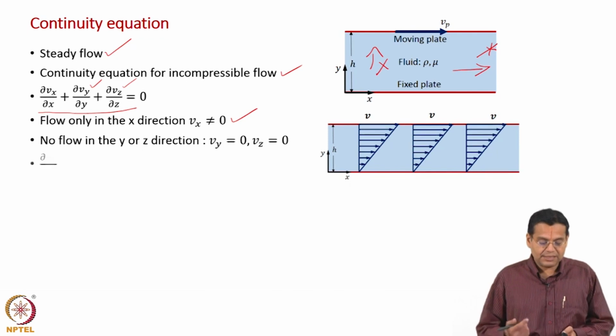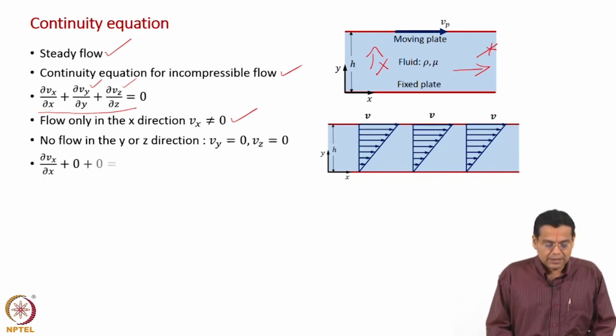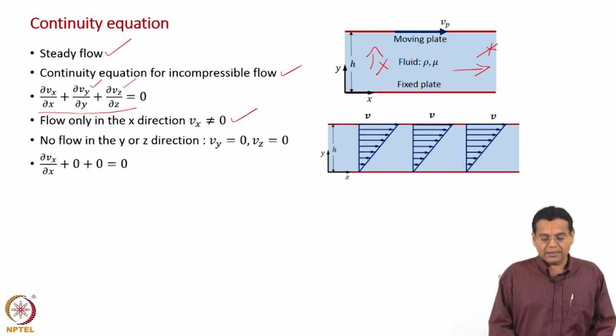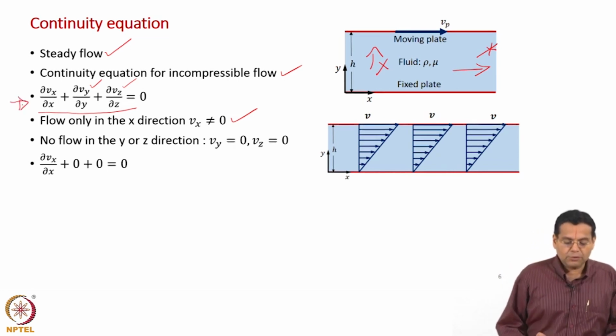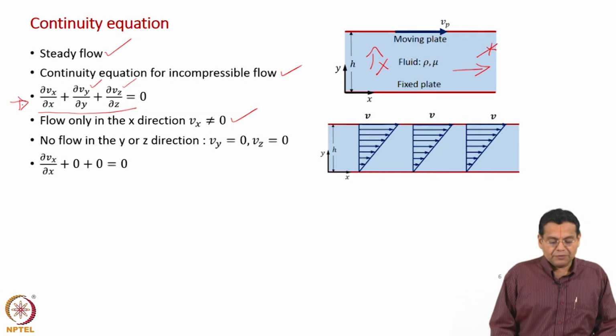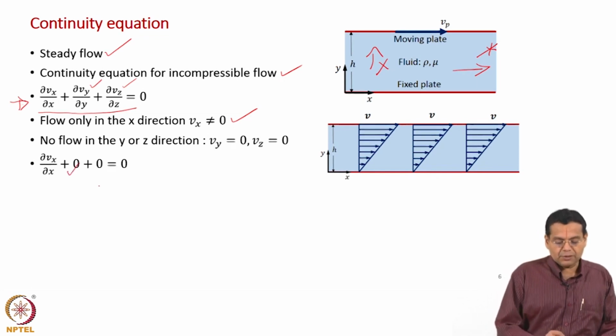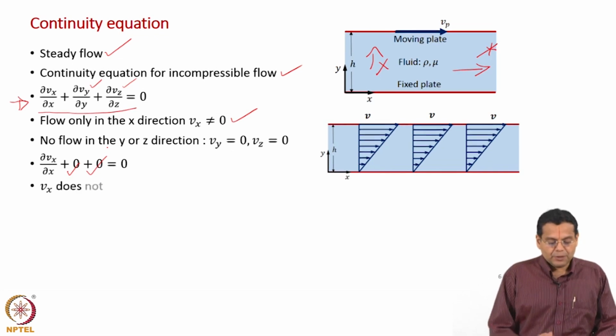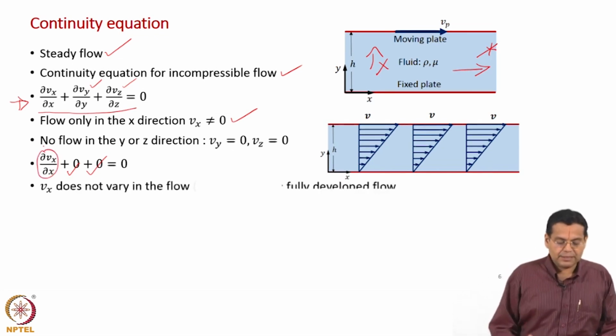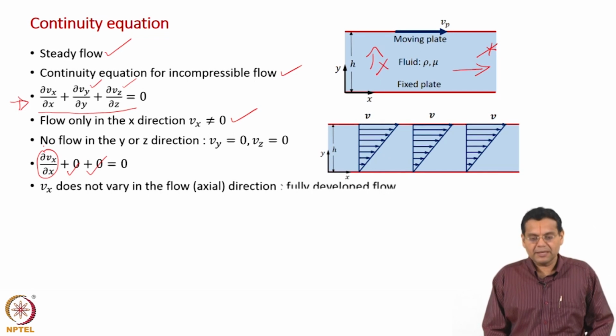Now, let us see what is the implication of this. That is what we conclude from the continuity equation. Let us substitute in the continuity equation. Okay. We have dou Vx by dou x, Vy is 0, we have got a 0 here, and Vz is 0. So, this term is 0, which means that dou Vx by dou x is equal to 0. What does it physically mean?